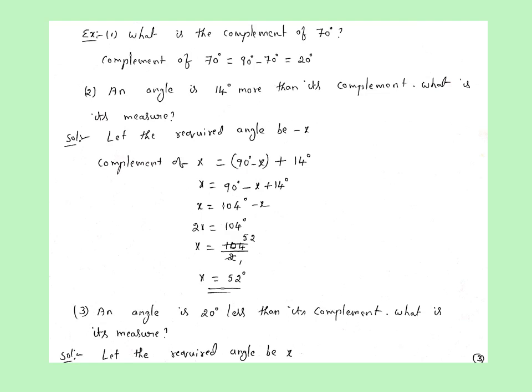Let the required angle be x. Then x equals 90 degrees minus x plus 14 degrees. x equals 104 degrees minus x. If you bring x to the left hand side, it will become plus and it will become 2x. 2x equals 104 degrees. x equals 104 by 2. We'll get x equals 52 degrees.